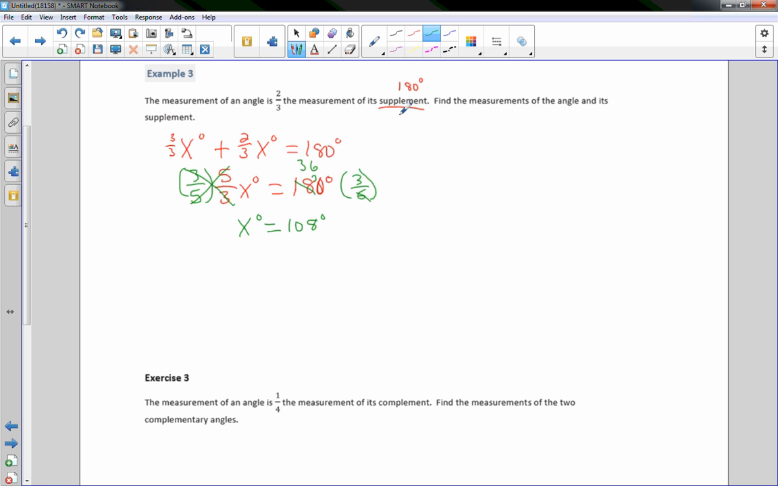So I found the measure of the angle. Now I have to find the measure of the supplement. So x is 108, therefore 2/3 of 108 is my other angle. And 3 goes into 10 3 times. The remainder of 1. And 3 goes into 18 6 times. So 2 times 36 is 72 degrees. 108 plus 72 equals 180.